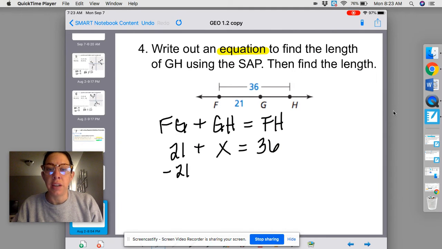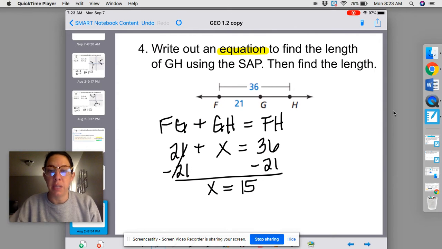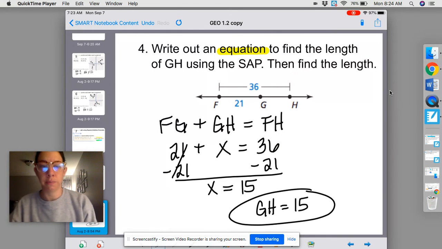And then to solve for x, I can just subtract 21 from both sides. And I'm left with x equals 15. That must mean the length of GH equals 15. So don't leave it as x. Actually write it out, GH equals 15, the length of GH.